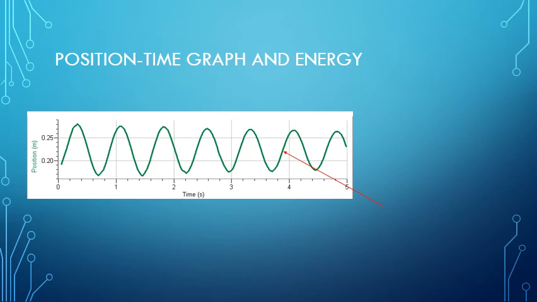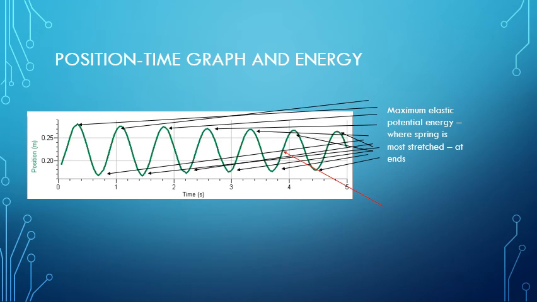Position, time graph, and energy. If we look at those, again, these work just like the other ones. Okay, the maximum potential energy is where the spring is the most stretched at the ends. You can see we marked all of those. All the points at the end, those would all be the points where it had the maximum, where it's stretched or compressed, I should say. Okay, so you can take the time when any of those happened and call that a time when it had maximum potential energy.